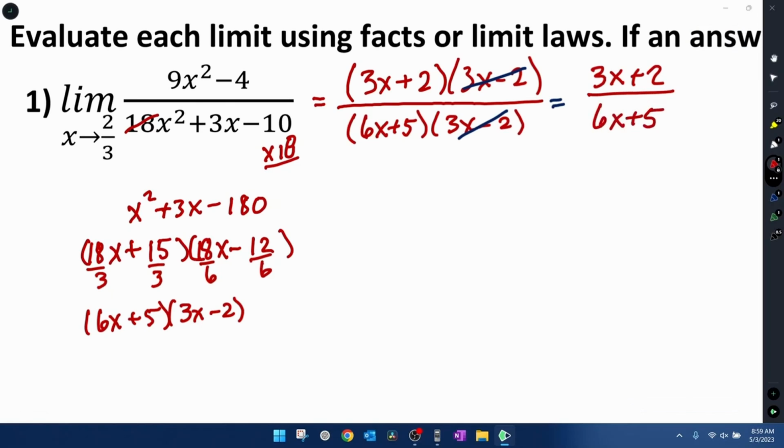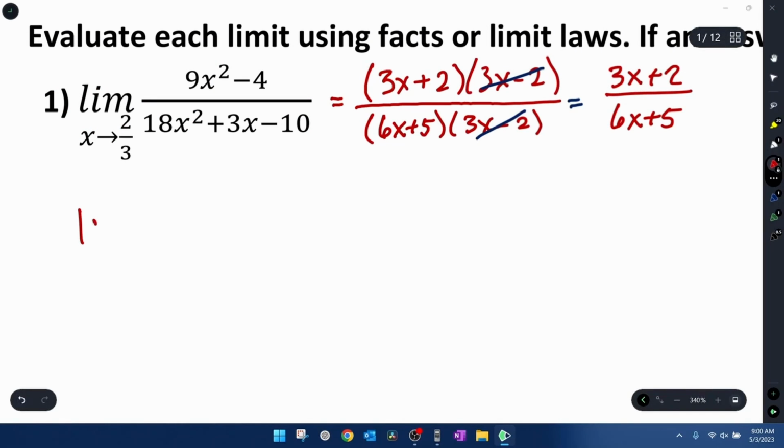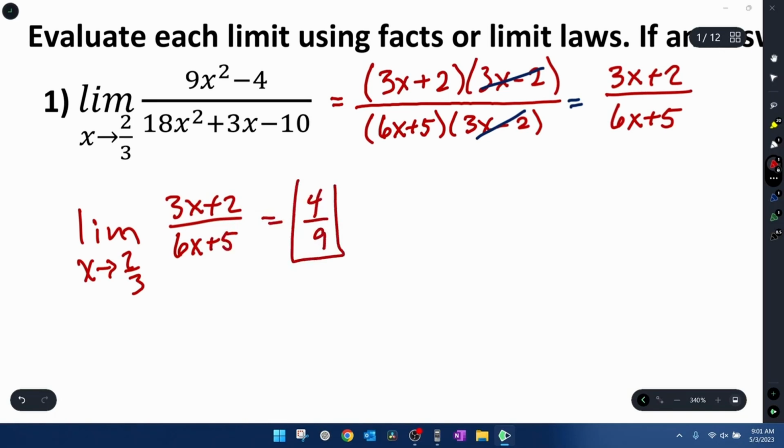And now that we have that simplified, we're going to see if evaluation will work. Evaluating with our Casio ClassWiz, we can see that that will work out to be 4/9, and that is going to be the answer to this problem. So, making it official, we would say the limit as x approaches 2/3 of 3x plus 2 over 6x plus 5 is 4/9, and that's going to do it for the first problem.